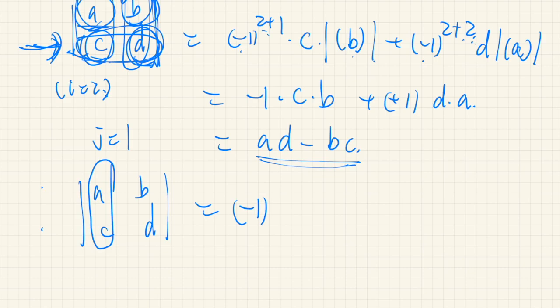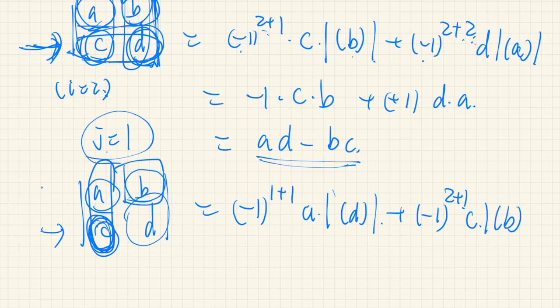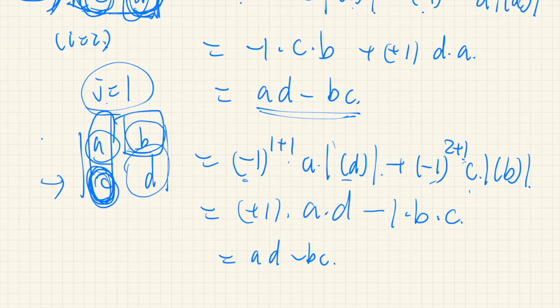Negative 1, with i is 1 and j is 1, and this element is A. The smaller matrix in this case is D. Next, instead of picking the next element in the same row, we pick the next element in the same column, so C, where i is 2 and j is fixed to 1, and the remaining matrix is B. So this part is positive 1 times A times D, and this one is negative 1 times B times C. Again, we have AD minus BC, the same result.